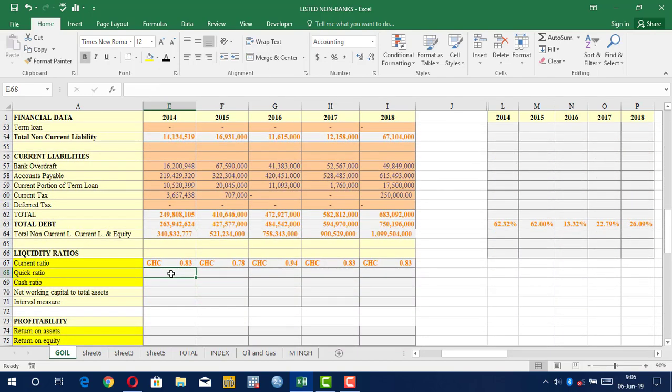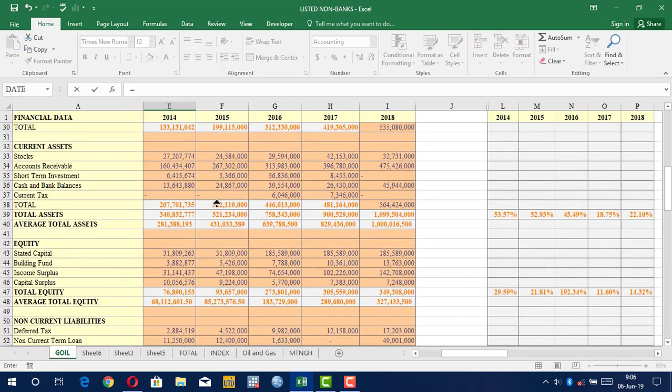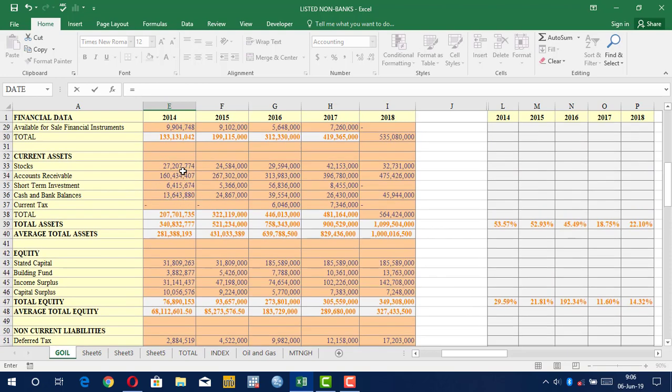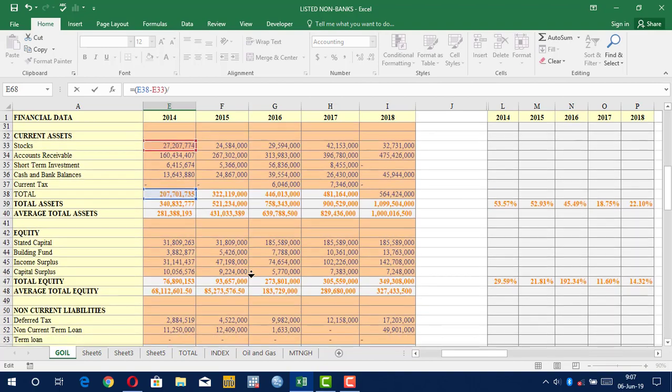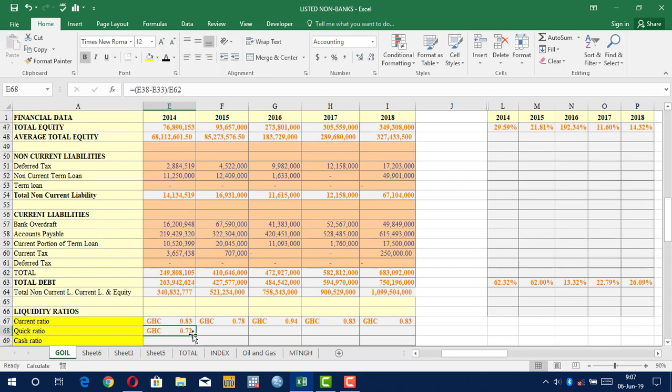So we will do the same thing, current assets excluding stocks. We will take out stocks, so total here minus our stocks. Let's put these in brackets. I hope we are getting the whole show. Then we will divide it by our current liabilities, which is here. We drag it across. All right, there we have it.